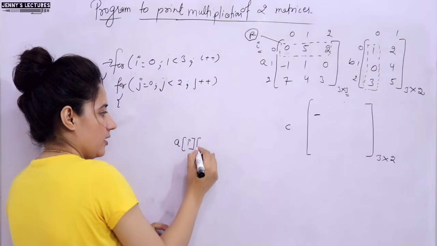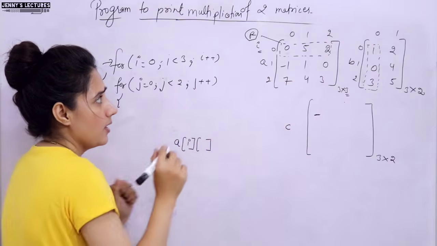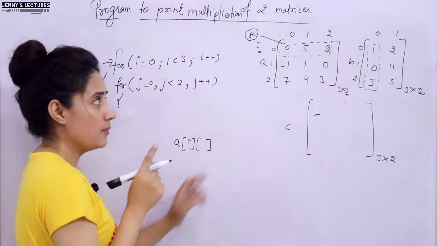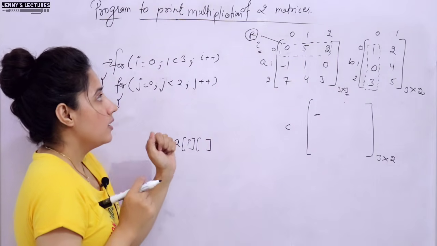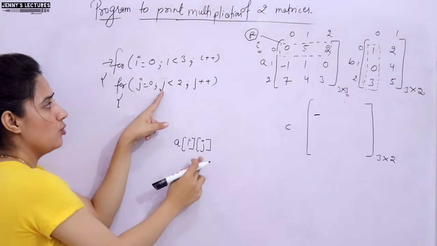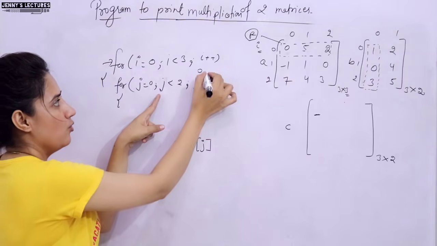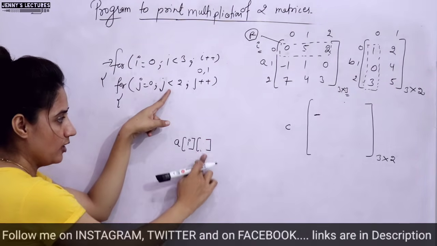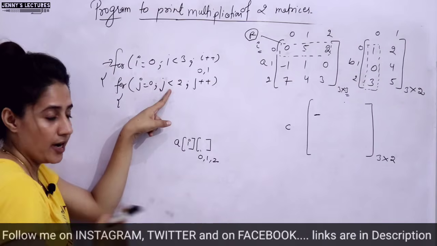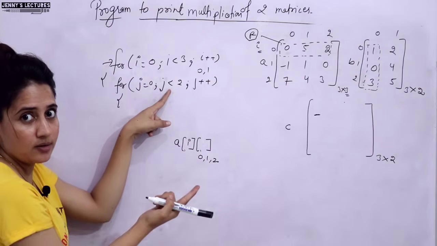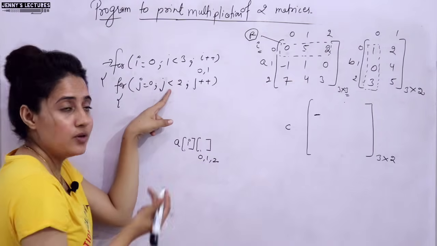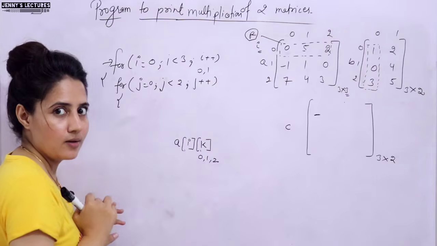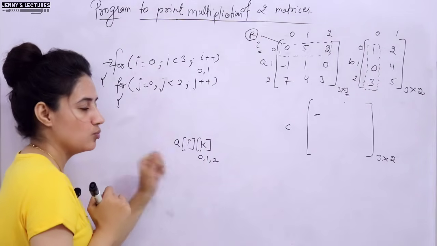So A of I. Now what would the second subscript be? The second subscript is changing every time: 0, 1 and 2. First time 0, then 1, then 2, right. But we cannot write J here, because J would always run from 0 and 1, only 2 times. Once J becomes 2, we are out of the loop, and I want the values 0, 1 and 2. And we cannot write I here, because obviously we have written I already. So now what will you write? We have only two variables, I and J, so here we will take another variable K, and that value would run from 0, 1, 2, right.